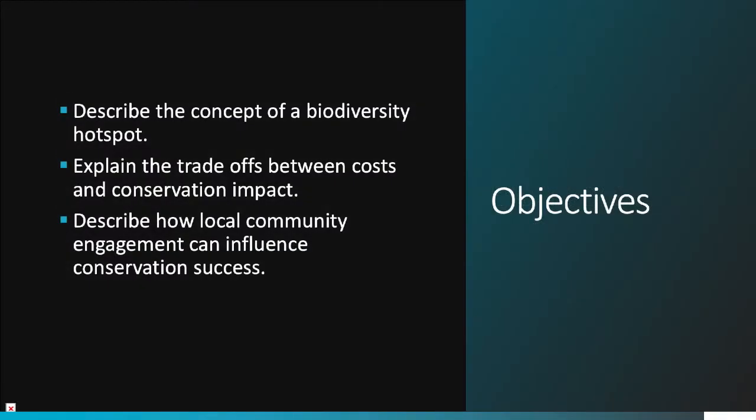By the end of this video, you should be able to describe the concept of a biodiversity hotspot. You should be able to explain some of the trade-offs that come between investments in biodiversity preservation and the conservation impact that you get from those investments. Lastly, you should be able to describe how local community engagement can influence conservation success and explain why this has become so critical to conservation and biodiversity preservation.